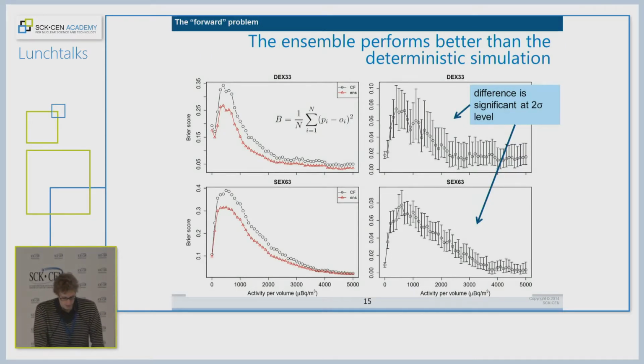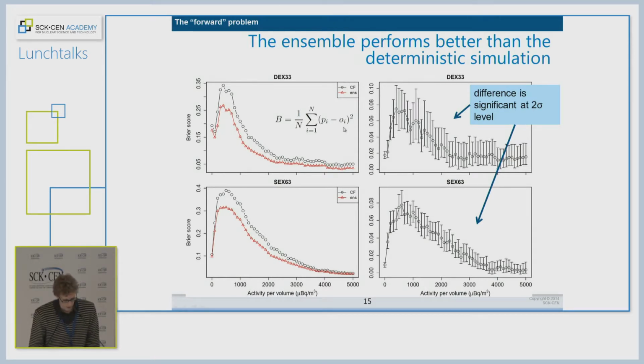Here are some scores shown, specifically the Brier score, which is a probability, a root mean square error in probability space. And this shows the capability to model the exceedance of a certain threshold, and the threshold is given on the x-axis. The best results are for the lowest Brier score, and we see that the ensemble shown in red systematically has a lower Brier score compared to the deterministic simulation, which is called CF, which stands for control forecast.